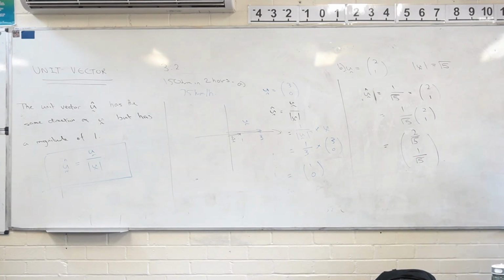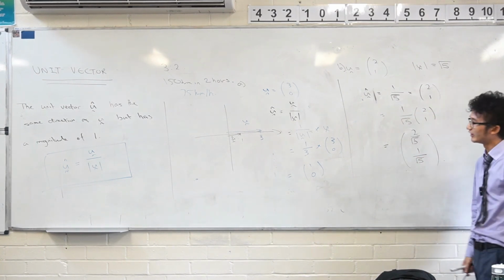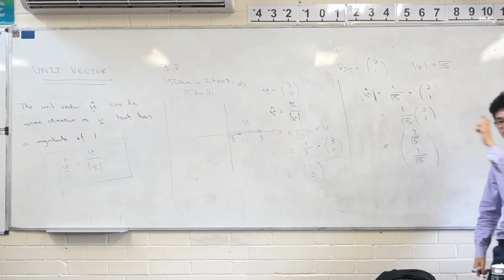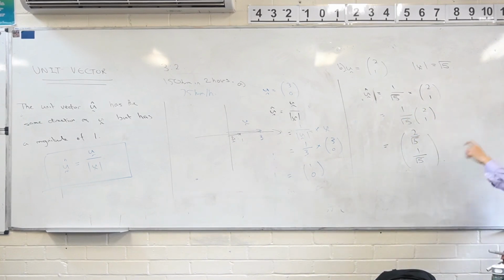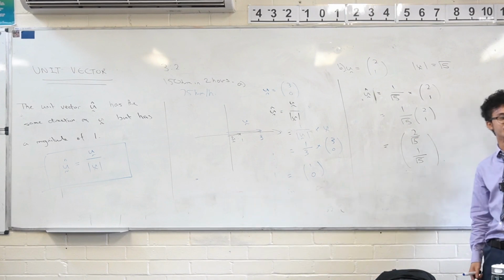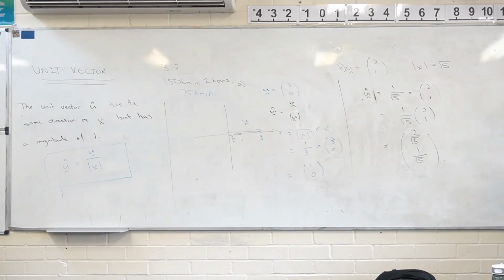So this would be the unit vector that we create, because we're saying, okay, I want to go back to the magnitude of length 1, and if you actually found the magnitude of this, you would find that it is equal to 1, okay? So that's the idea of a unit vector.